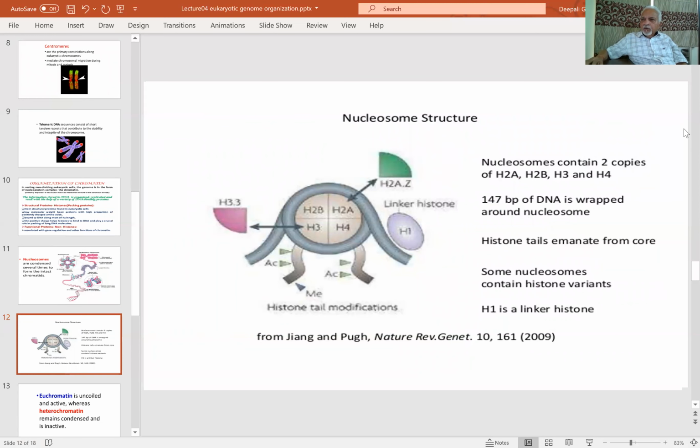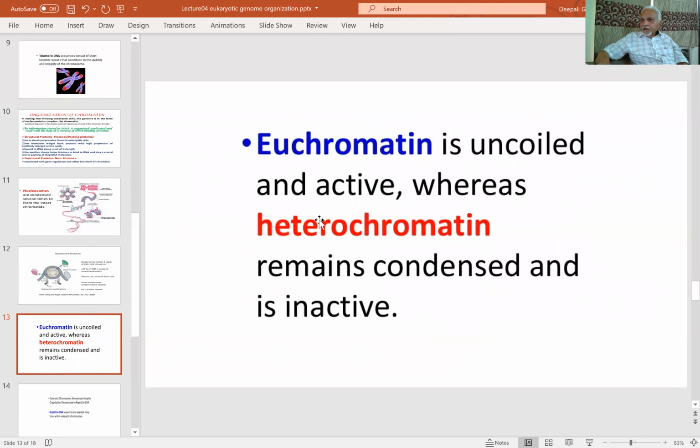This is the core where you have four, and on another side another four, so eight. And this is the linker, the stone. That's how the DNA coils around itself and the histone proteins. That's a little bit of chemistry on that.